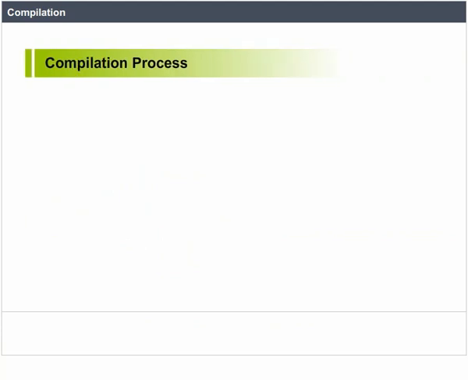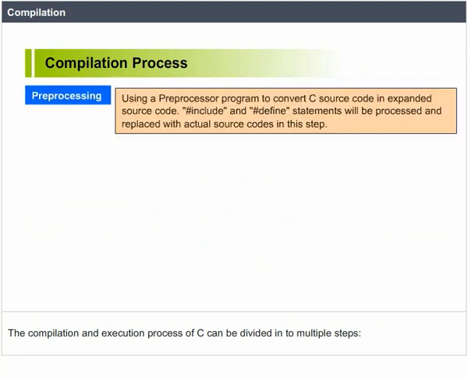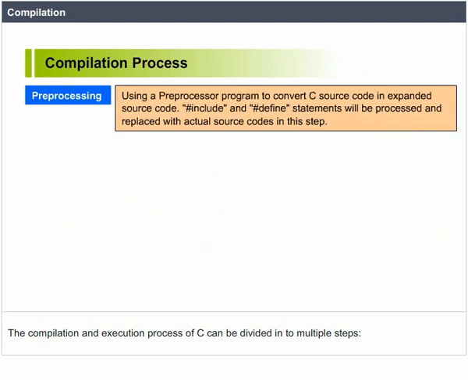Compilation process. The compilation and execution process of C can be divided into multiple steps. Pre-processing: using a preprocessor program to convert C source code into expanded source code. #include and #define statements will be processed and replaced with actual source code in this step.